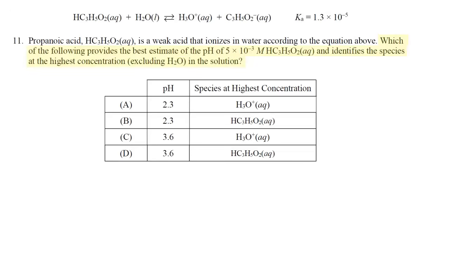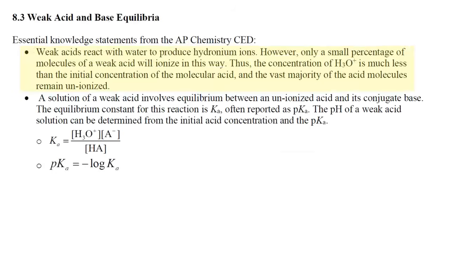Now remember, in topic 8.3, weak acid and base equilibria, that first essential knowledge statement describes the behavior of a weak acid. It says weak acids react with water to produce hydronium ions. However, only a small percentage of molecules of a weak acid will ionize in this way. Thus, the concentration of the hydronium ion is much less than the initial concentration of the molecular acid, and the vast majority of the acid molecules remain unionized.